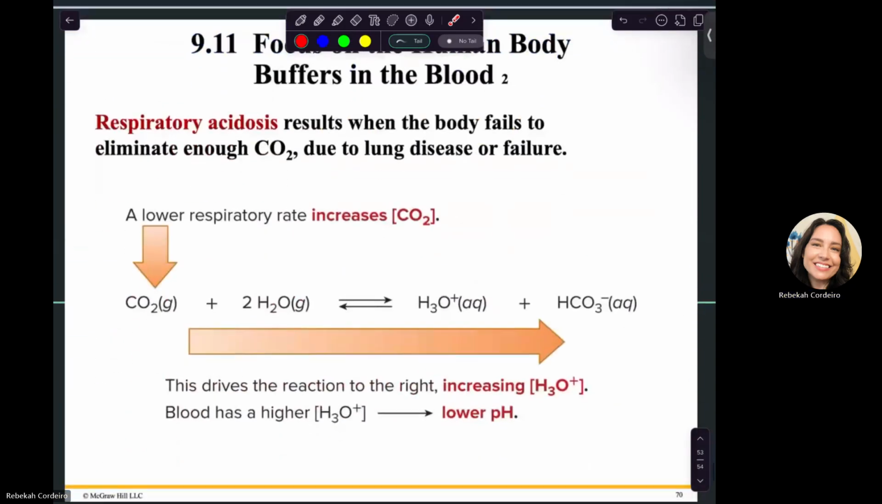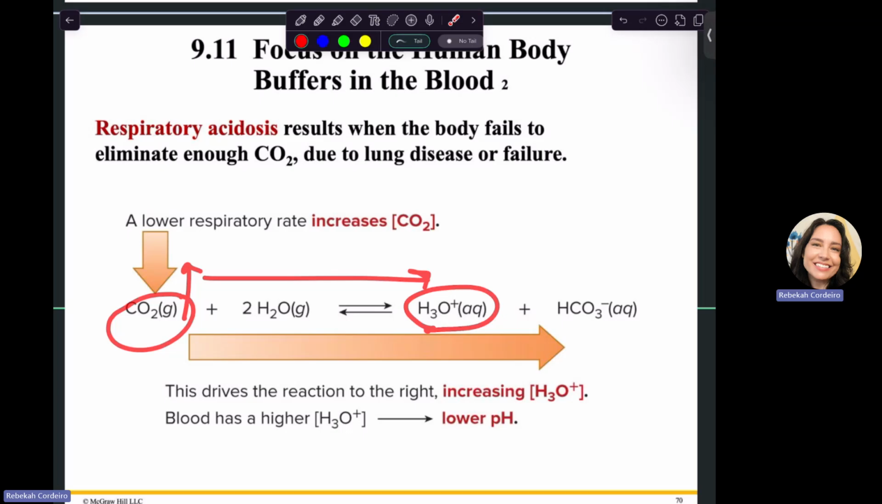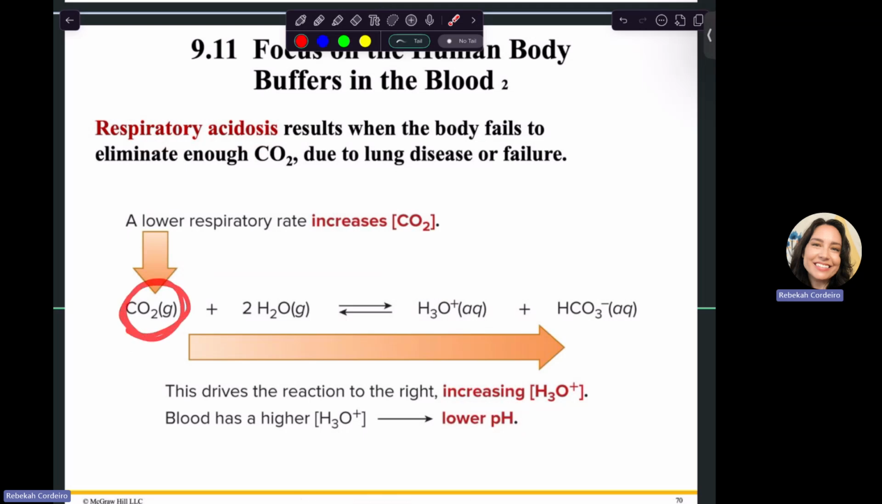So let's talk about that. Respiratory acidosis is when the body fails to eliminate CO2 and it increases your amount of acid. If you have a buildup, an increase of CO2, we shift away from CO2. This makes more H3O plus, and if you have more H3O plus, you're going to have a lower pH. We call this acidosis because we're more acidic. And it's respiratory acidosis because it comes from not eliminating carbon dioxide. If you were to hold your breath, or if you have any sort of lung issues, then that can happen.